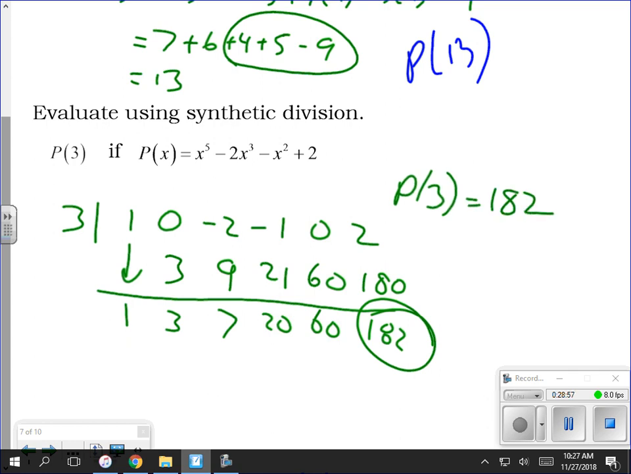It's 182. Otherwise I'd take 3 and raise it to the fifth power and subtract 2 times 3 cubed, minus 3 squared, plus 2. No, I didn't have to put in 3 for x and figure it out. I could use long division, and my remainder is what it is. I don't care about the rest of it for this answer. All I care about is my remainder. That's what I get when I evaluate it. Kind of slick. It's a lot easier than plugging them in and cubing them to the fifth power and trying to keep all that straight, because it is hard to keep it all straight.